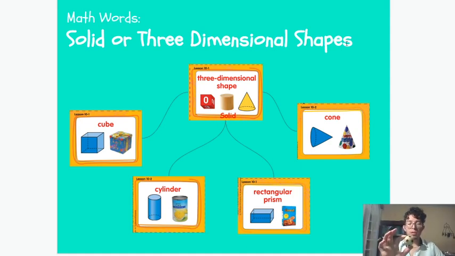For example, this ball. Por ejemplo, esta bola. This ball is not flat. Esta bola no es plana. It has volume. Tiene volumen. That means it occupies space. Eso significa que ocupa espacio. I can't make it flat. No la puedo poner plana.